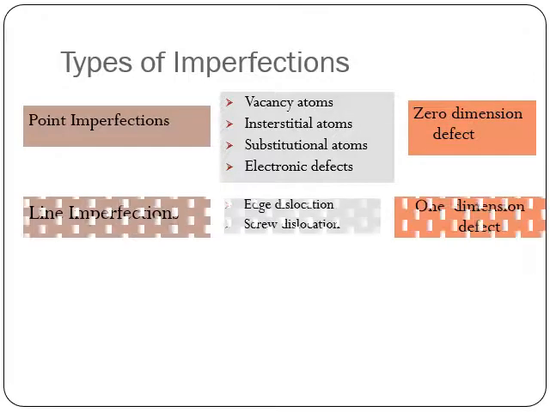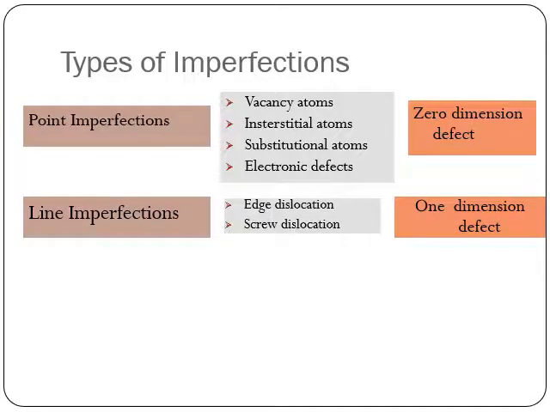Okay, the next category is line imperfections, which are one dimensional. We already know that whenever we say a line, it can be drawn like this, so only its length is defined. So it's a one dimensional defect. In that category we have an edge dislocation and a screw dislocation. What are those things?